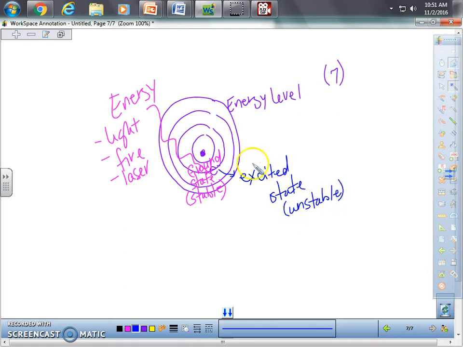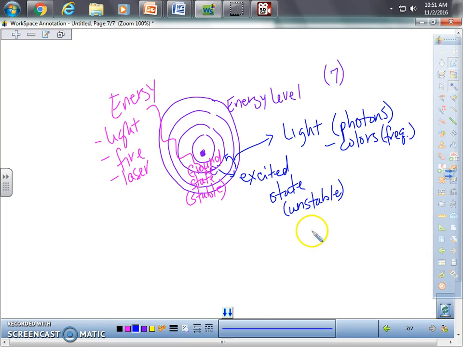When the electron then returns back to ground state where it came from, it's going to emit light in the form of photons in specific colors, specific frequencies. So it didn't emit the colors when it jumped out to excited state. It emitted the colors as it fell back and released that energy that it had absorbed. So the releasing is where you see the light.